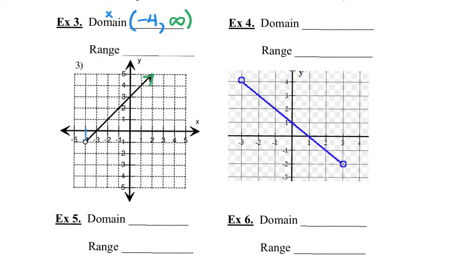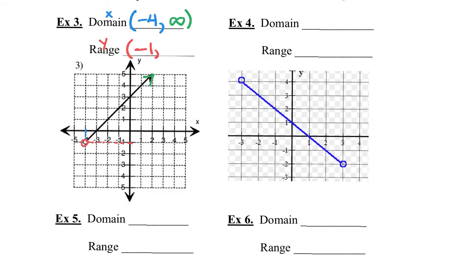Okay, now consider your range. Your range is your y values. The y-axis is the vertical axis, so lowest to highest. The lowest point on the graph is this point. The y value at this point is negative 1. Because it's an open circle, it's a parenthesis.